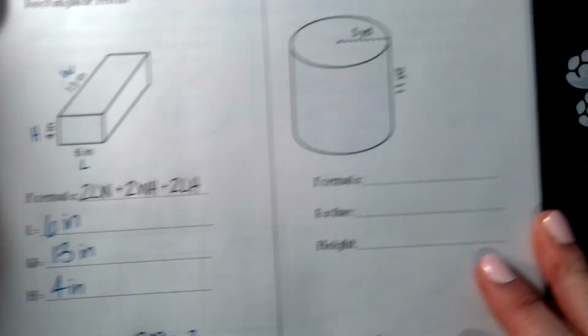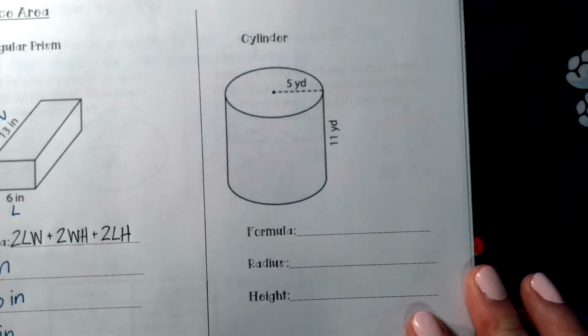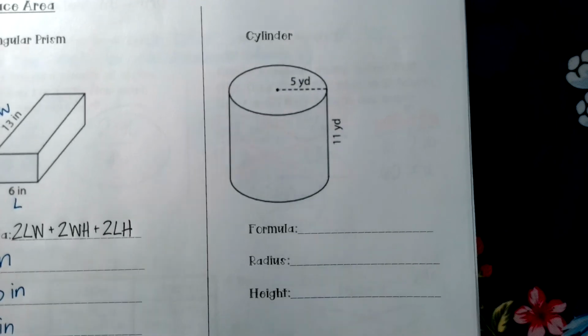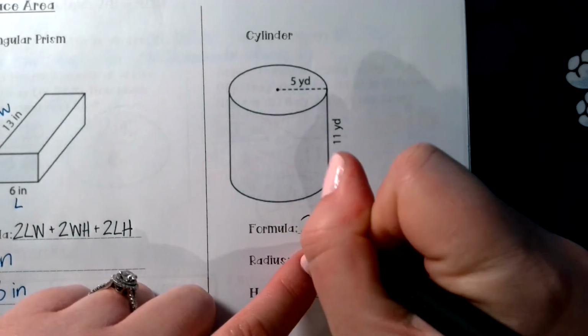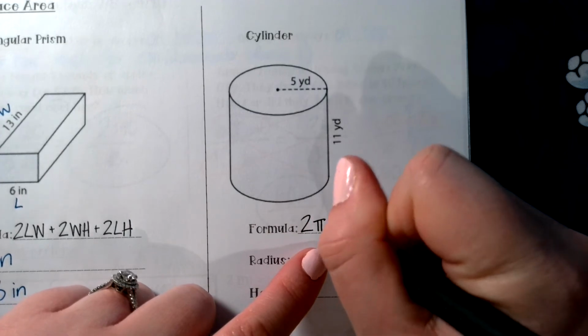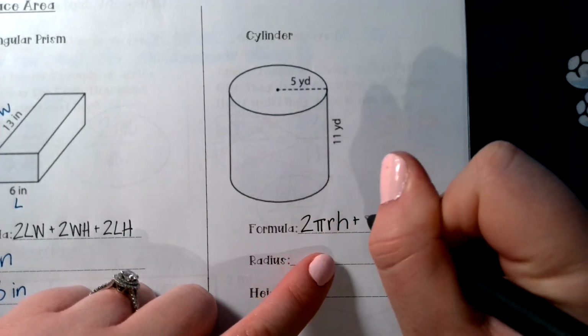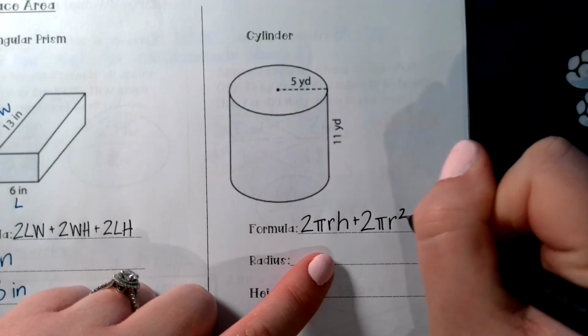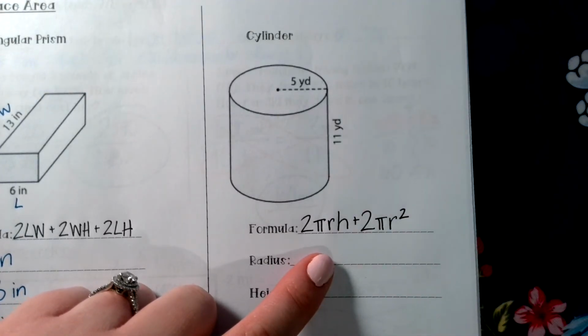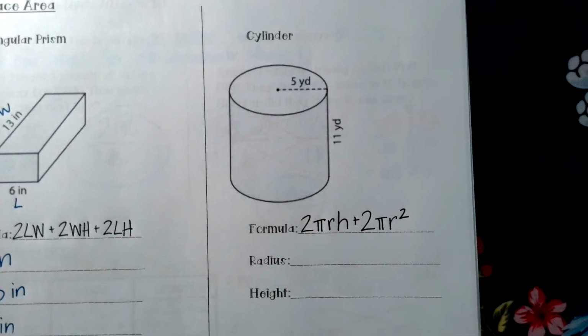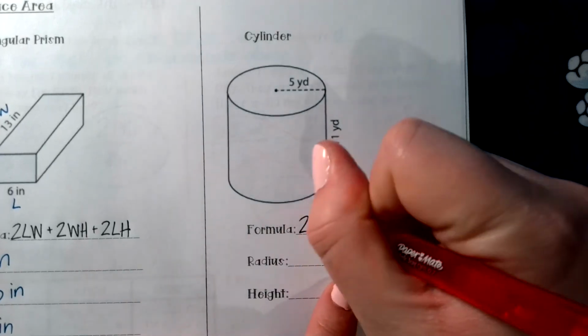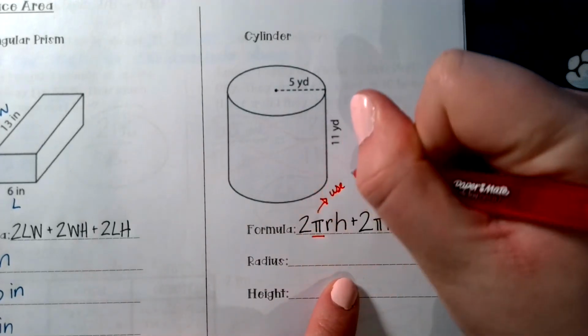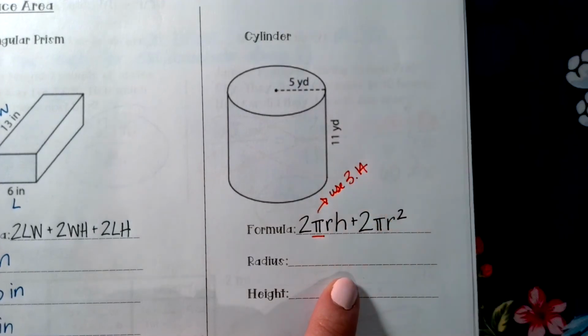Now moving on to the cylinder. Our formula, again, we have to make sure that we type it in the calculator right, otherwise we're not going to get the right answer. The formula for our surface area is 2 pi r h plus 2 pi r squared. A few reminders. This pi is a number. We need to use 3.14 for pi.